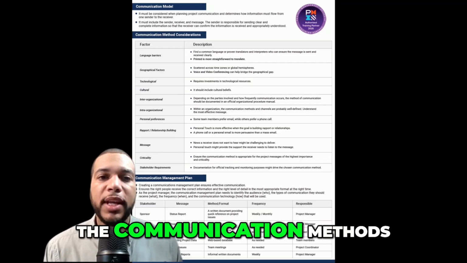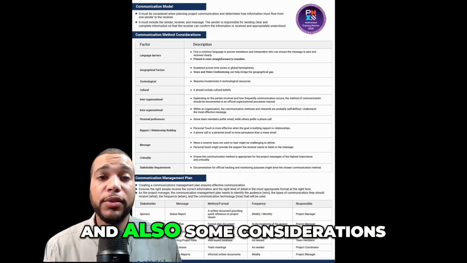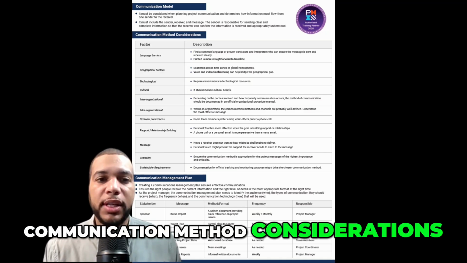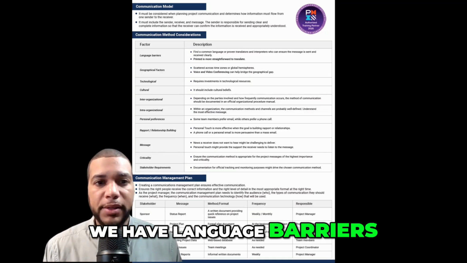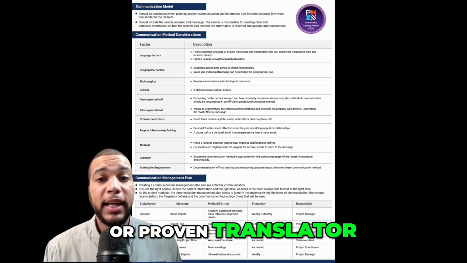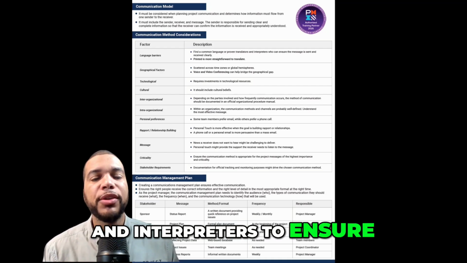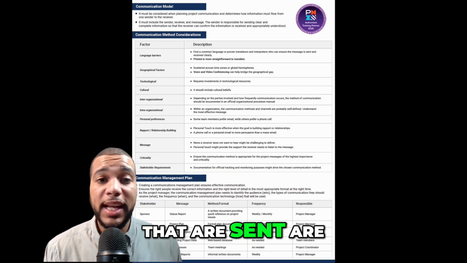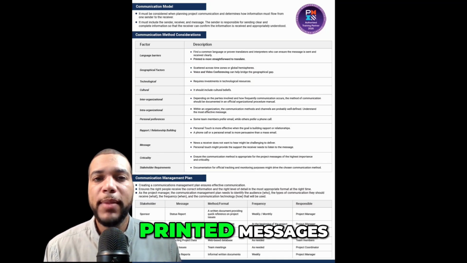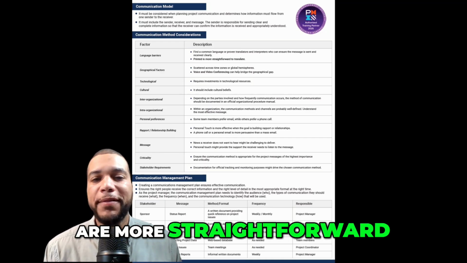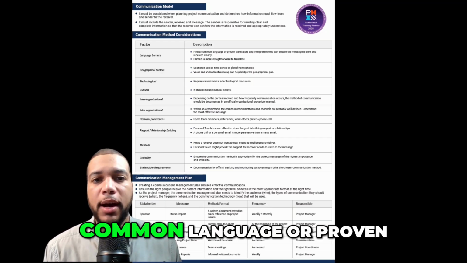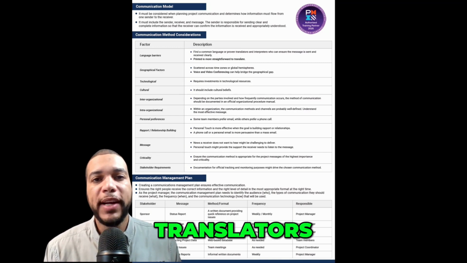Let's look at the communication methods and also some considerations. Communication method considerations. First, we have language barriers. You have to find a common language or proven translators and interpreters to ensure that messages that are sent are received clearly. And as you see, printed messages are more straightforward and easier to translate, but you have to find a common language or proven translators.